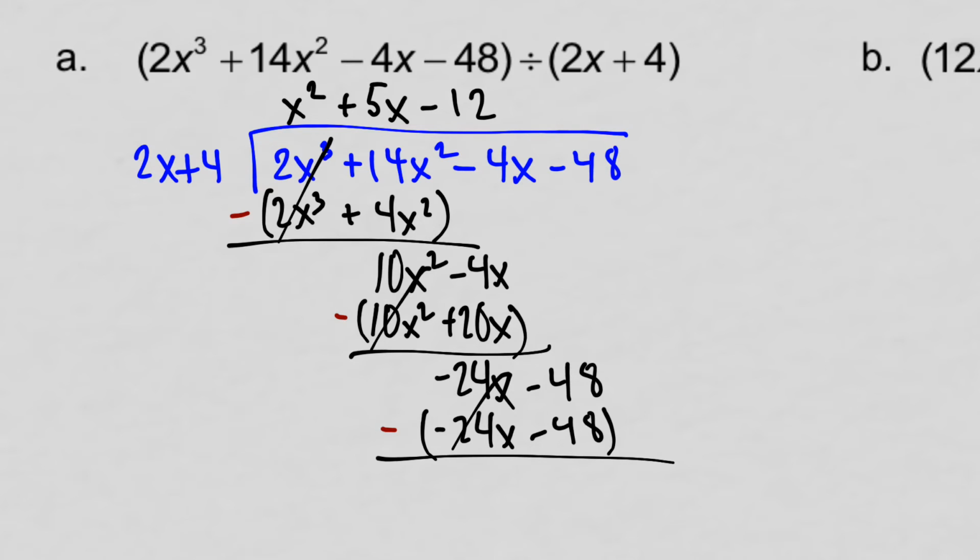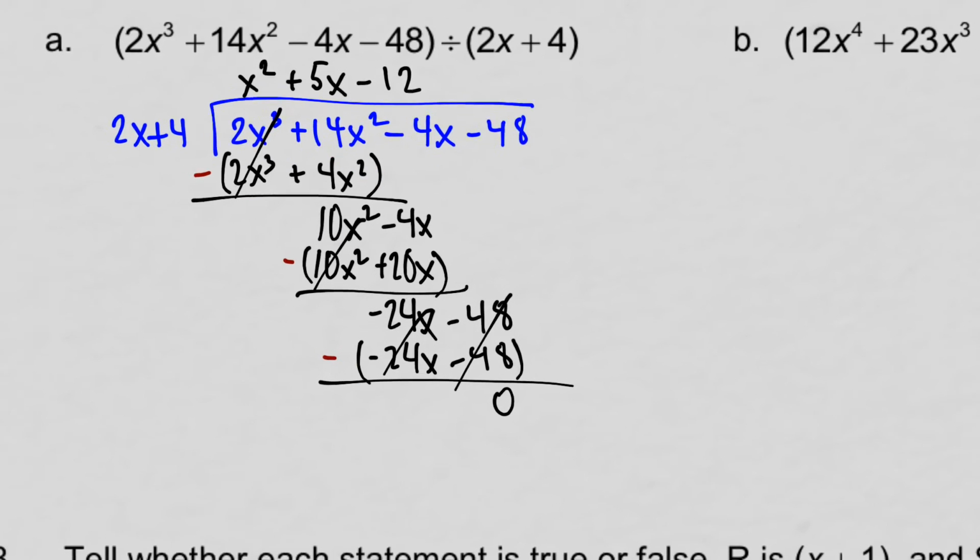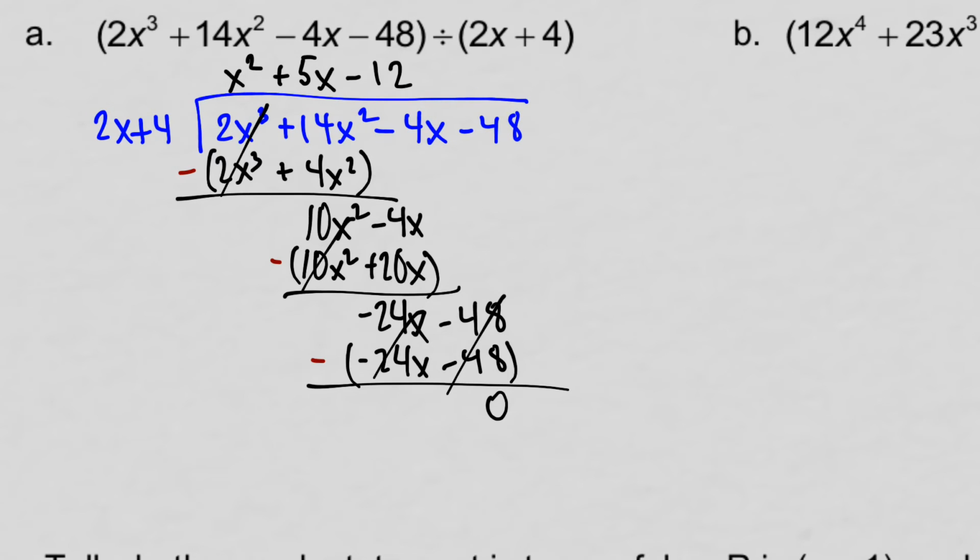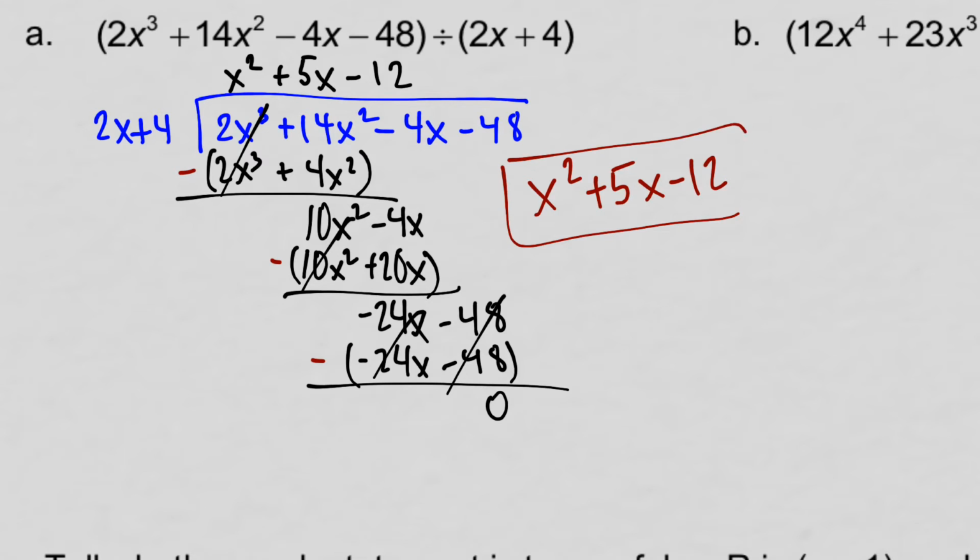That cancels because it's negative 24 minus negative 24. And that also cancels because it's negative 48 minus negative 48. So there's no remainder. It's 0. That means that 2x plus 4 is a factor of this. There's no remainder. It fits into it perfectly. So it's x squared plus 5x minus 12 is your solution. That is your solution. No remainder.